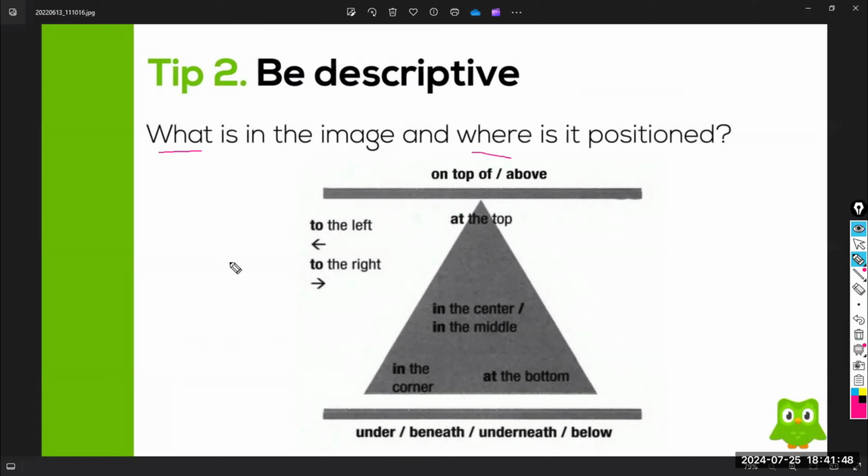Keep in mind that these are the directions, for example, that I have to mention. Now, on the top, we have this and this, or above that, this is at the top, or to the left, to the right, in the center, in the middle of things, in the corner, for example, if we have corners, at the bottom of the picture, under, beneath, underneath, below, up, down, near. Okay. Now the next picture.